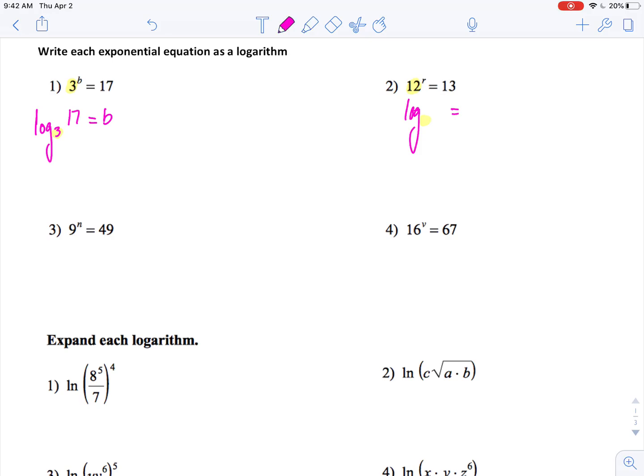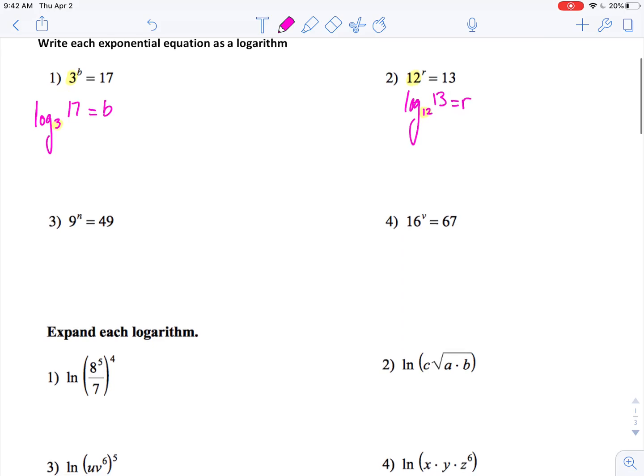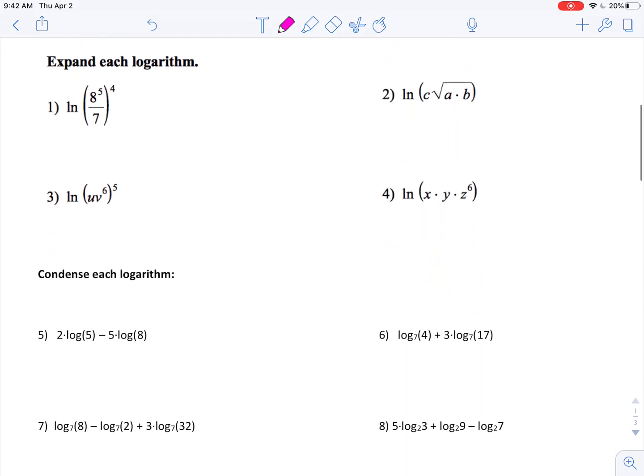So again, we've got log base something of something else equals the last thing here. So what's the base of my logarithm? Well, that's got to be the base of my exponent. So base of the exponent is 12, base of the log is 12. And the exponent out here always goes on the other side of the equal sign, which leaves me with just 13 left over. All right, I'm going to leave you guys with 3 and 4.